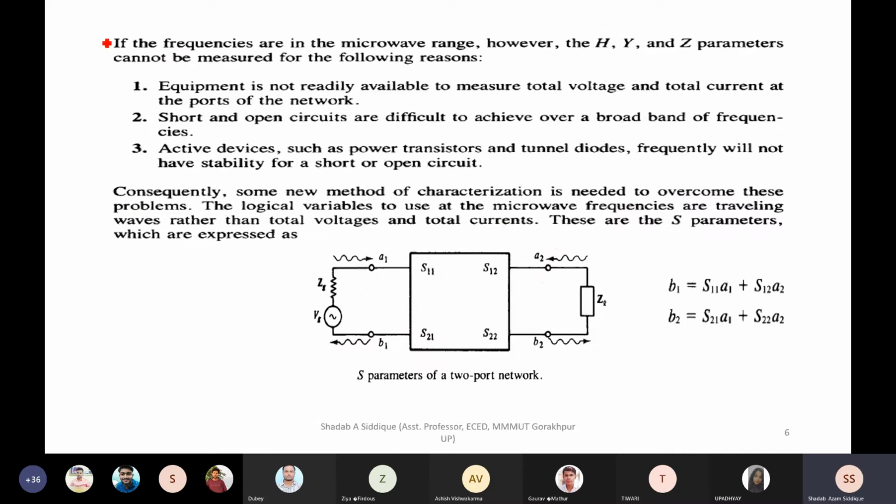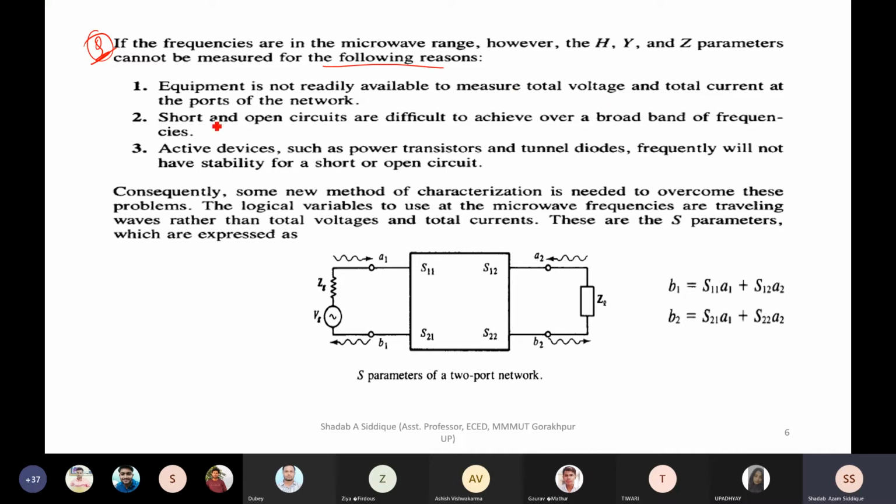Now the question again: if the frequencies are in the microwave range, we cannot use H, Y, Z parameters. Why so? These are the following reasons, which I discussed earlier also. The equipment is not readily available to measure total voltage or total current at the port of the network. Equipment is not readily available at such high frequency. At microwave frequency, we cannot measure the voltage as well as current because of the distributed parameters.